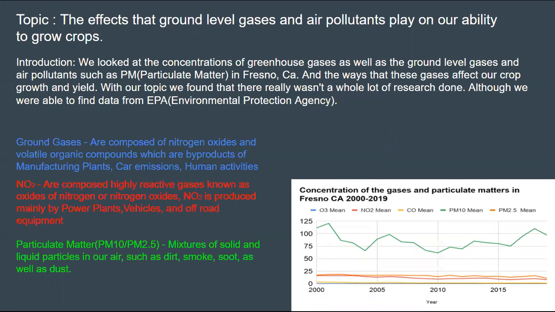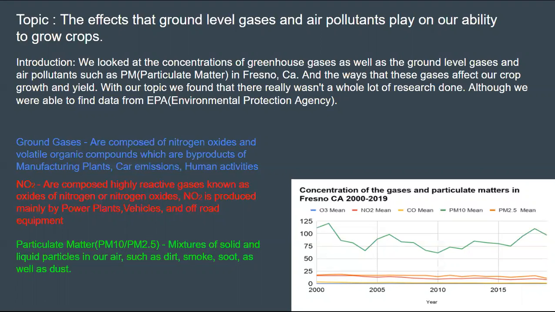and the way that these gases affect our crop growth and yield. With our topic, we found that there wasn't a whole lot of research done, and there was not a lot of information on how particle matters such as PM10 and PM2.5 and other ground level gases play on our ability to grow crops.